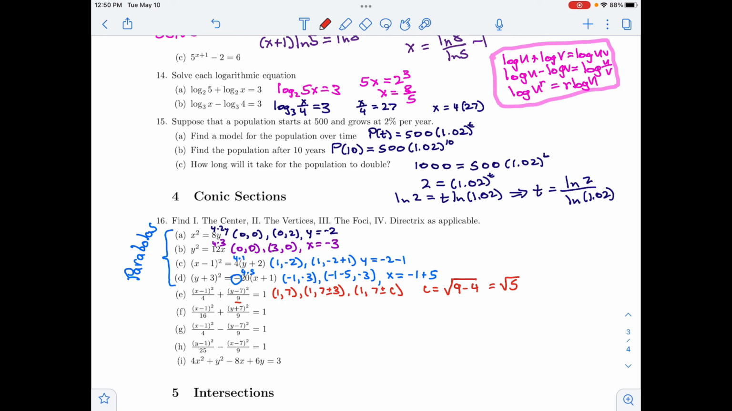Okay, this next one, we've got (1, negative 7). And this time the bigger number is under the x. So here's what's going to happen. We're going to have 1 plus or minus 4. Those are the vertices. And then we have 1 plus or minus c, where c is equal to the square root of 16 minus 9. That gives the square root of 7. Okay, so these are ellipses.